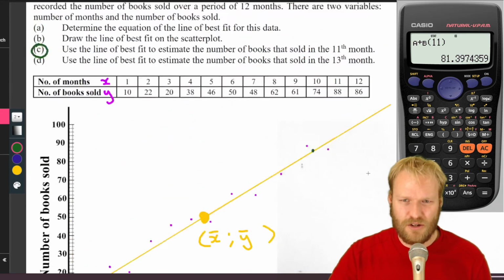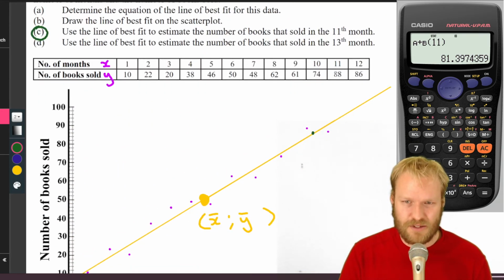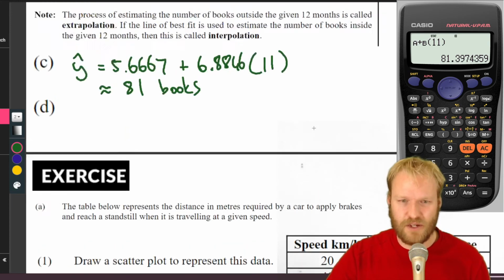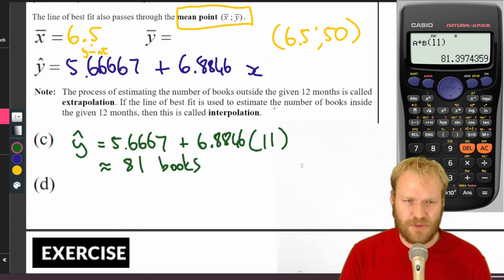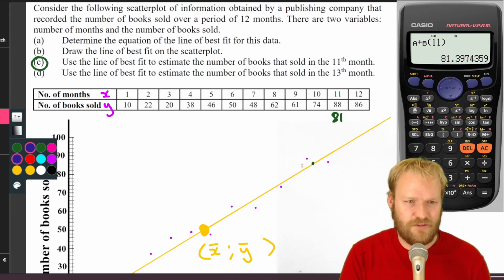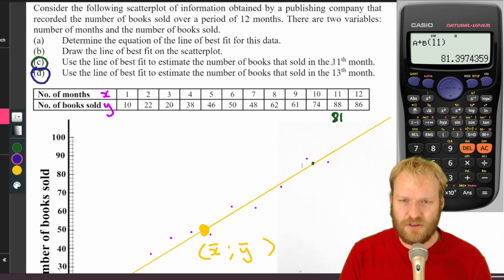So in other words, according to our line, at 11 months it is 81 books. So you can see it doesn't match that data point exactly because there were actually 86 books sold, but according to our line, it's 81. So remember, it's not perfectly accurate. Okay, and then if we go along and do the same thing, the next question asks us to use the line of best fit to estimate in the 13th month. Now, we don't actually have this data.